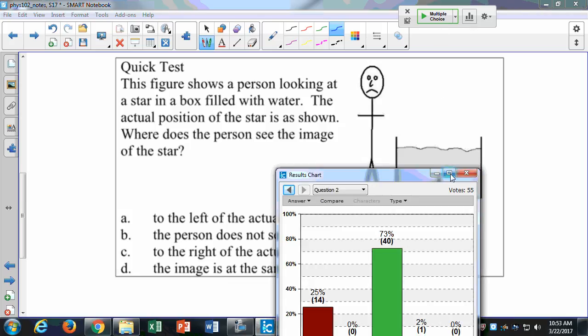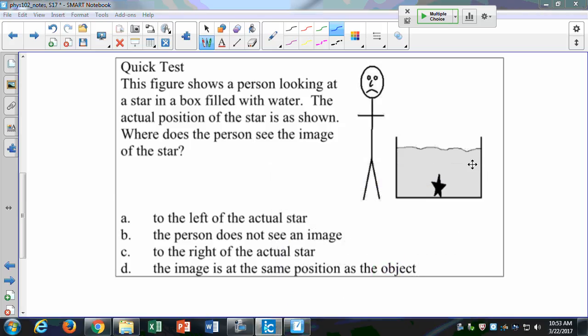Okay, good. C is right. Some of you put to the left. But think about how the light goes out of the water. The light comes up, and then it bends away from the normal and goes right up his nose, just like that. And it goes to his eye. And then you imagine, where does this refracted ray trace back? And that's where your brain tells you the image of the star is, not where the star actually is.